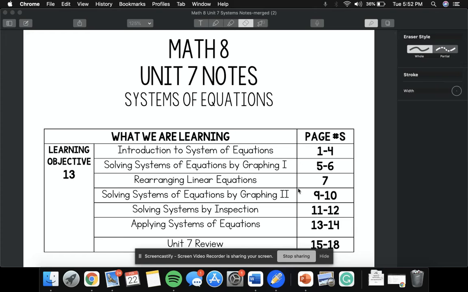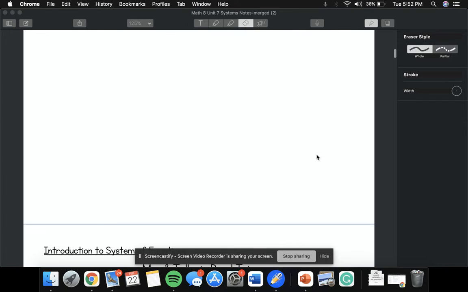Hey guys, sorry I am not there today, but we're just going to do a quick introduction to the new unit. So if you do not have these, you need to get it from the sub, and we are going to just play around with the first 4 pages. We're going to look at a story problem, answer some questions, and then you're going to try a story problem and answer some questions too.